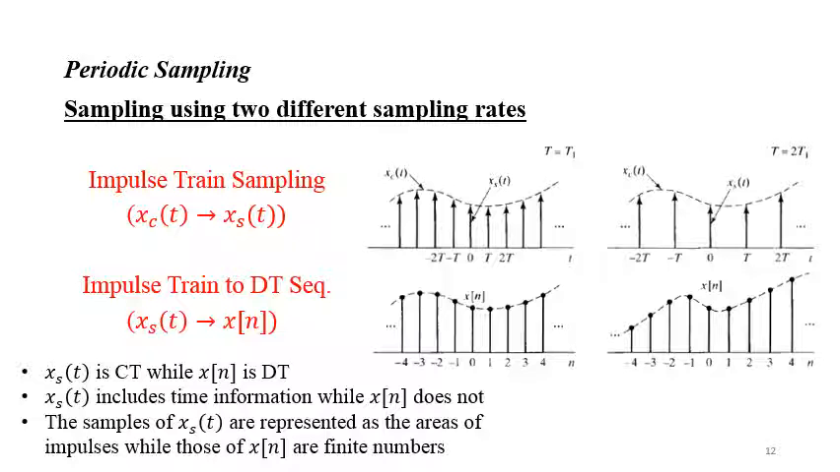The x_s(t) includes the time information, which I have already talked about. If you look at this figure, we still have time information here, but in the bottom figure there's no timing information. That's why we denote this one by x_s(t), the sampled version of x_c(t), and this one by x[n], and the difference between the two is that x[n] doesn't contain any information about the time.